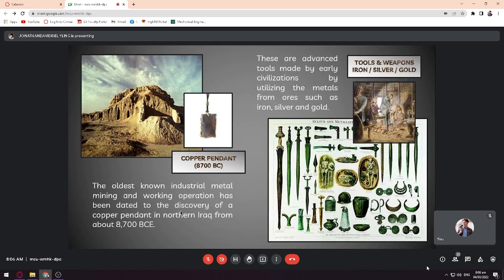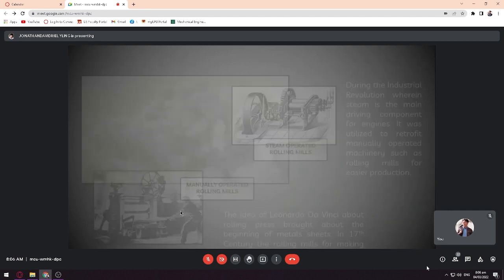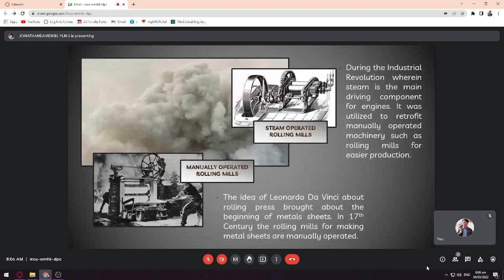Next is tools and weapons: iron, silver, and gold. These advanced tools were made by early civilizations by utilizing metals from ores such as iron, silver, and gold. And the steam-operated rolling mills. During the Industrial Revolution, wherein steam was the main driving component for engines, it was utilized to retrofit manually operated machinery such as rolling mills for easier production.